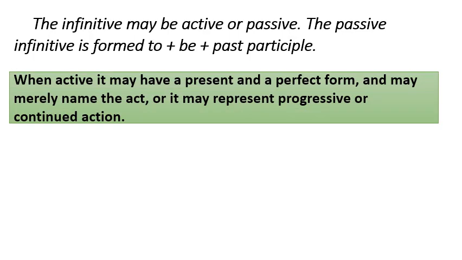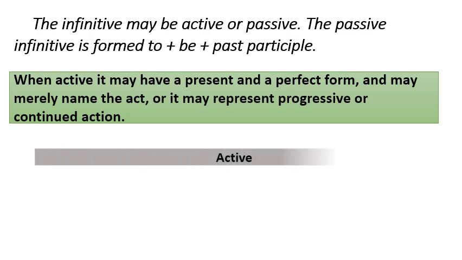But when active, it may have a present and a perfect form and may merely name the act, meaning we are focusing on the person who does the action, or it may represent progressive, meaning continuing action. At that time the to infinitive can be used in the active voice with the present forms, whether simple, perfect, continuous or perfect continuous. So let's see how the to infinitive is used in the active voice.